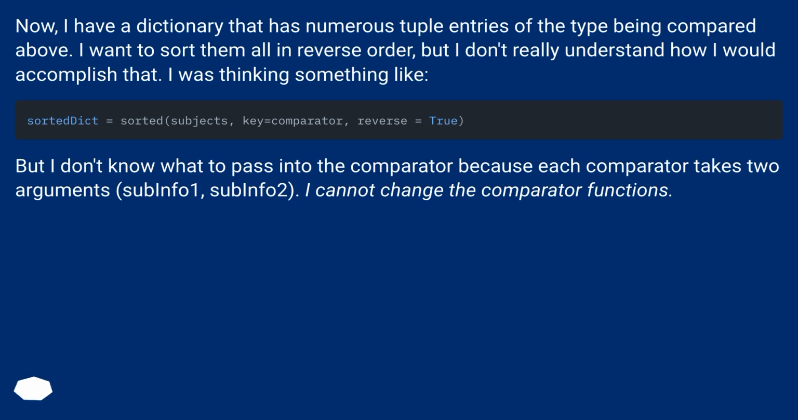Now, I have a dictionary that has numerous tuple entries of the type being compared above. I want to sort them all in reverse order, but I don't really understand how I would accomplish that. I was thinking something like this, but I don't know what to pass into the comparator because each comparator takes two arguments, subinfo1, subinfo2. I cannot change the comparator functions.